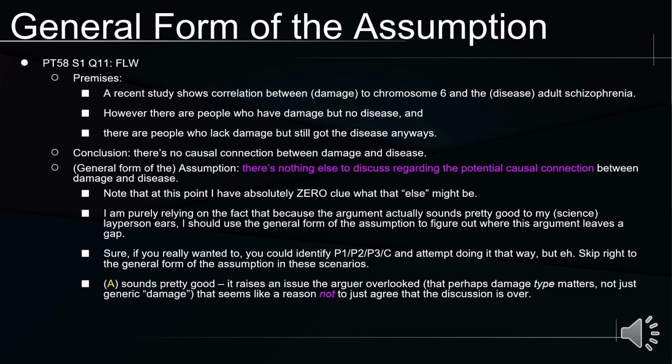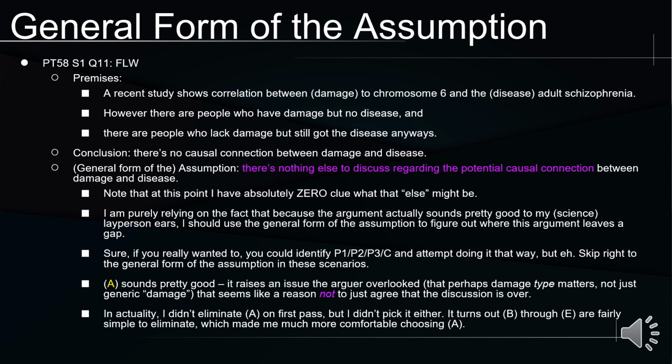So again, starting with the general form of the assumption, which is that the arguer is simply assuming that they've told the complete story with the premises and that there's nothing else to discuss. When we're dealing with a weakener or a flaw, like this question, an answer like A is what we're looking for exactly. It is something that says, hey, actually there is something else you didn't mention that is probably worth considering. Your conclusion is not safe from the implications of this new piece of information.